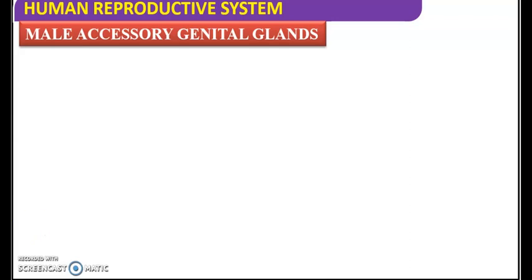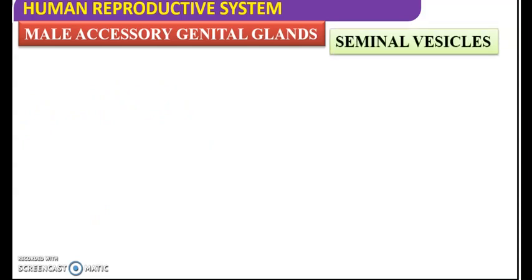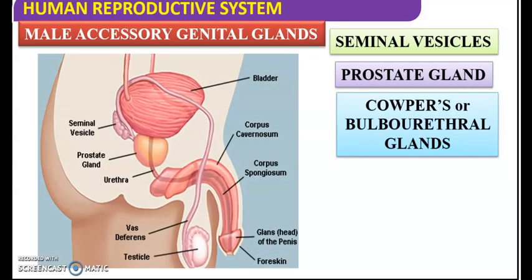Now let us understand what the various genital or accessory glands present in the male reproductive system are. Basically, the male reproductive system has a total of 3 accessory glands. Okay, so let us see each one of them. The first one is the seminal vesicles, the second one is the prostate gland, and the third one is the Cowper's glands, also called the bulbourethral glands.